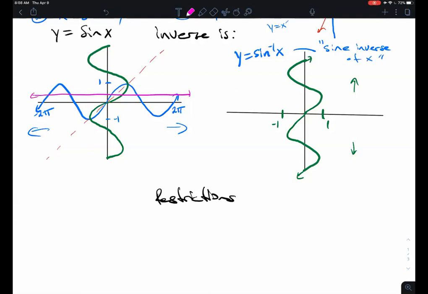So what we need to do is pull back and say, all right, I need to restrict my domain such that I create what's called a one-to-one function. So my blue y equals sine of x, that's a function, but it's not what we call a one-to-one function. A one-to-one function is one that has its inverse that is also a function. So what we need to do is restrict the domain of the original function such that it creates the same appropriate restriction on my inverse.